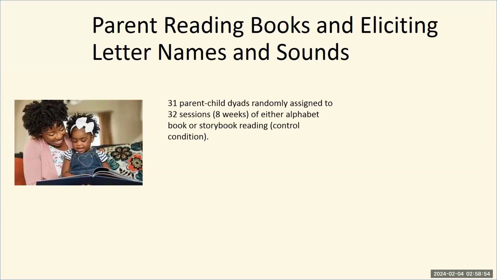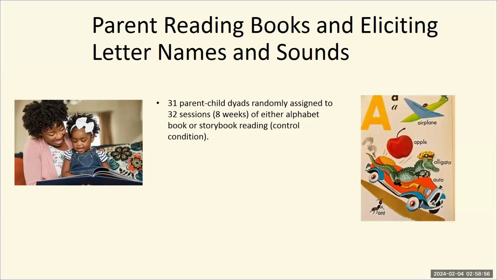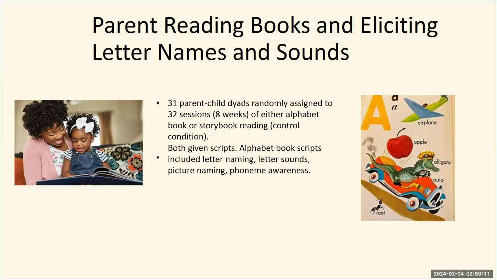In a study by Heather Halsey, 31 parent-child dyads were randomly assigned to 32 sessions, 4 times a week for 8 weeks, for either an alphabet or a storybook reading condition. The storybook reading condition was the control condition. Both groups were given scripts. Alphabet book scripts included letter naming, letter sounds, picture naming, and phoneme awareness tasks. The storybook scripts included picture naming and action labeling.